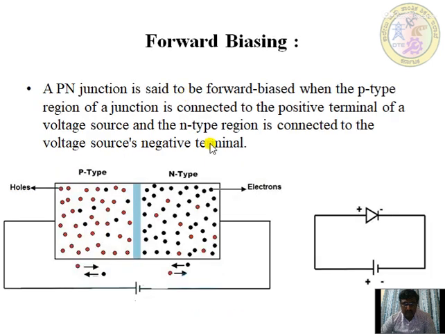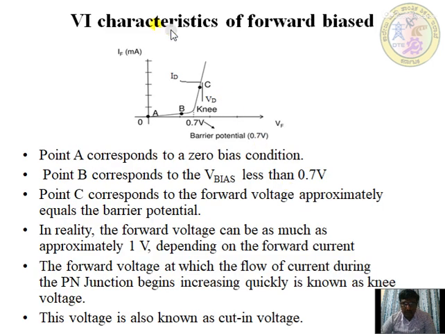So what will happen when we apply a voltage source? This is the VI characteristics of a forward bias. Forward bias means it will always be in the positive region. This is the voltage versus current characteristics of a diode.